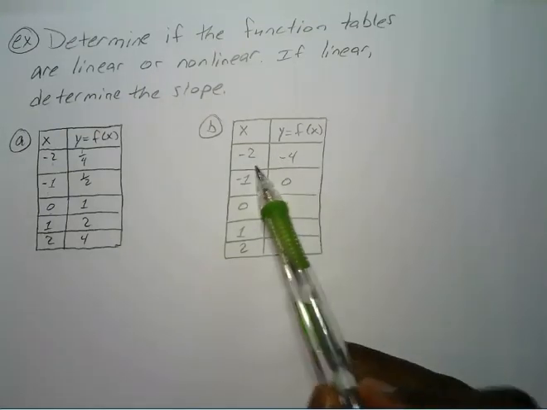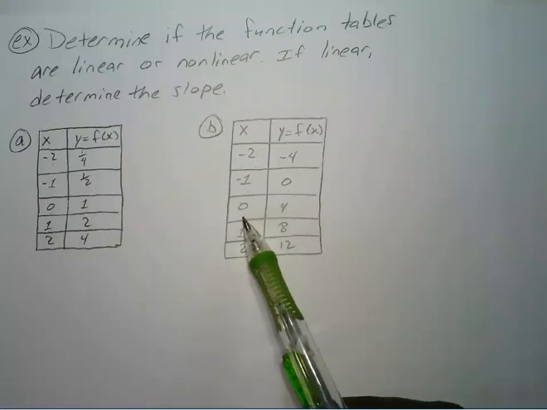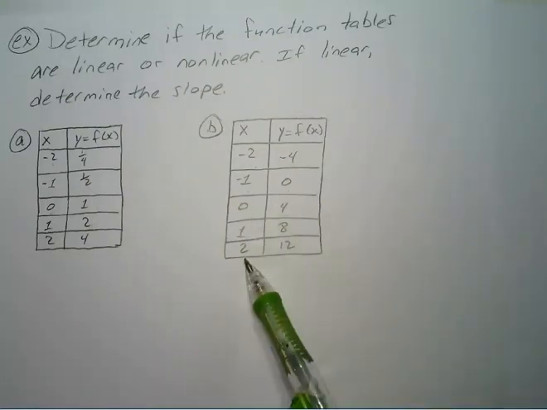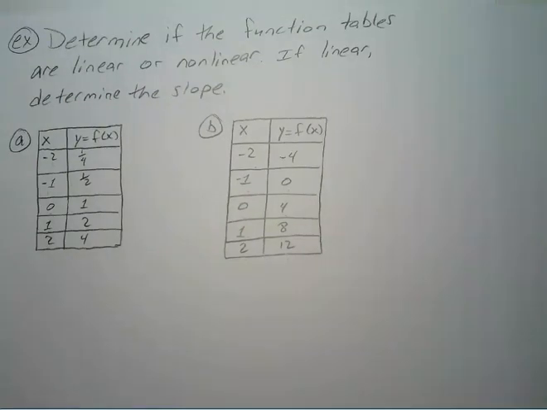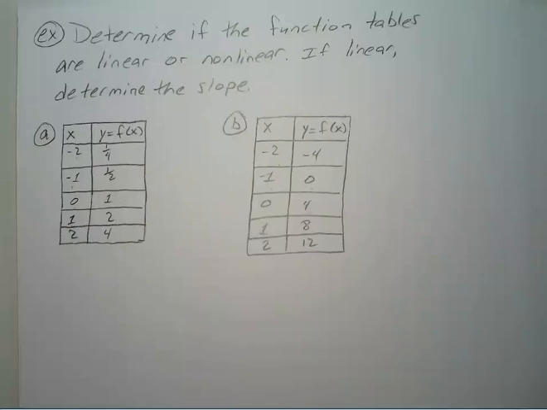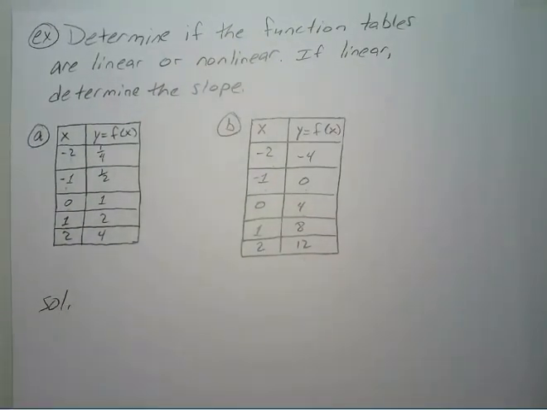For the second table, x equals -2, we have -4. X equals -1, we have 0. X equals 0, we have 4. X equals 1, we have 8. And x equals 2, we have 12. Okay, so honestly, you could look at both of them and find out whether or not they're linear or nonlinear. I'll show you the steps, but then I'll show you how to just eyeball it.